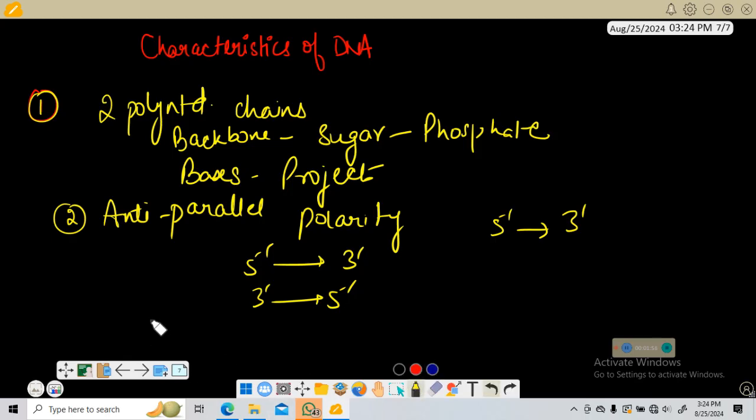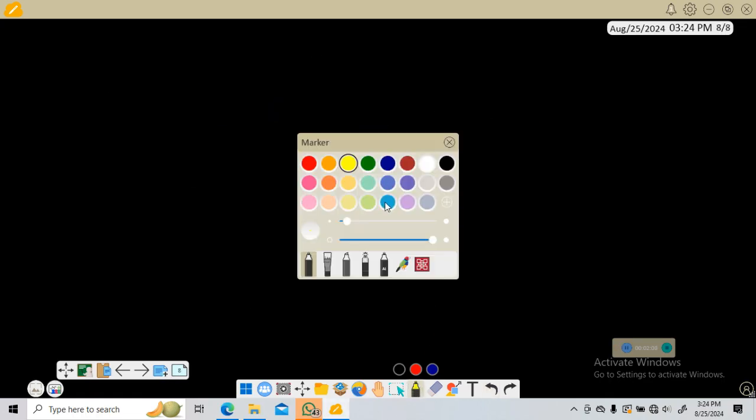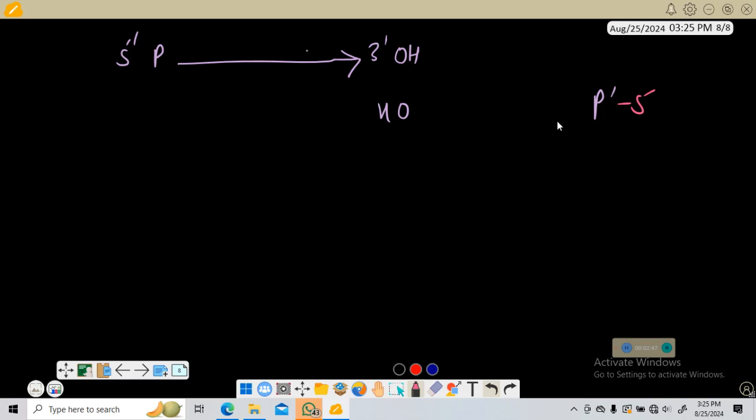Okay, then next, sometimes the question comes like this: they will not give you numbers. They will give you, here we have phosphate, here we have OH, what will be the direction? So you should know that 5' is phosphate and 3' is OH, so it will be 5' to 3'. Sometimes it's written with the phosphate here and the OH here, and you have to make out which direction it is. They will not give you numbers. You should know 5' is phosphate and 3' is OH, so it will be 5' to 3' like this.